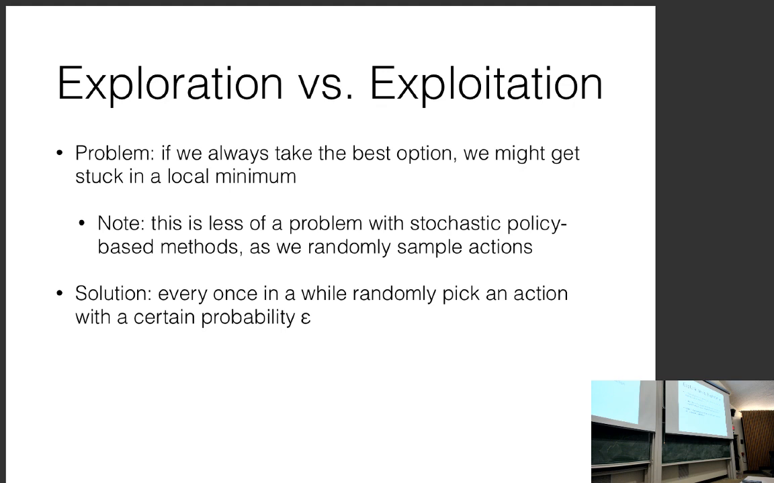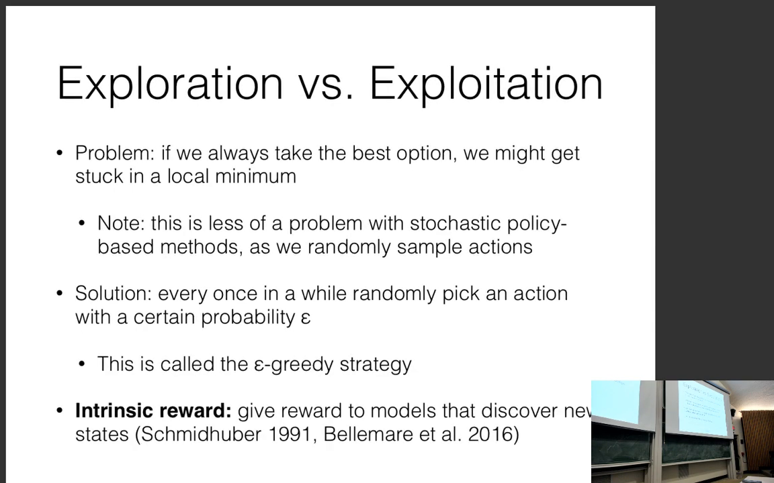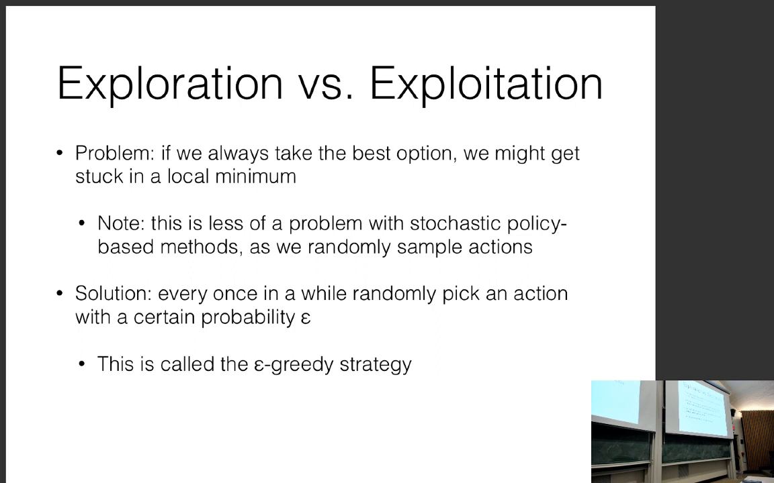The solution here is every once in a while you can randomly pick an action with a certain probability epsilon, and this is called the epsilon greedy strategy. Basically this allows you to occasionally explore other options, and you might eventually find out that this one sometimes gives you lots of money and you want to reconsider not pulling it ever.